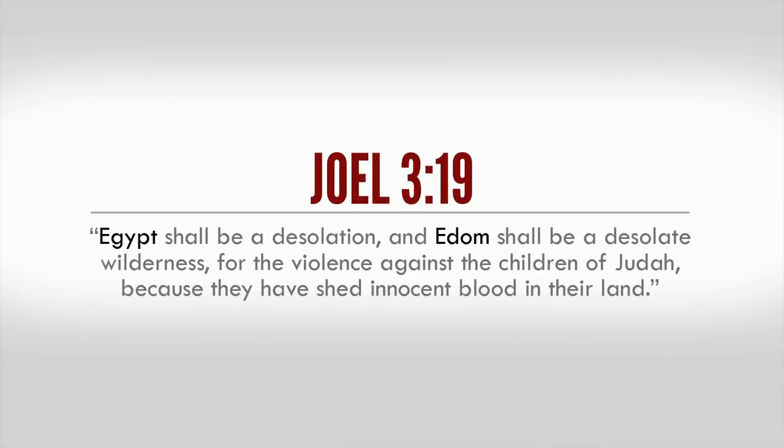For arriving at a time period for the prophet Joel, it is required that we read more into the content of the book than just the introduction. In particular, Joel prophesies of coming destructions. First, Joel would prophesy of the desolation of both Egypt and Edom. "Egypt shall be a desolation, and Edom shall be desolate wilderness, for the violence against the children of Judah, because they have shed innocent blood in their land." Joel chapter 3, verse 19.